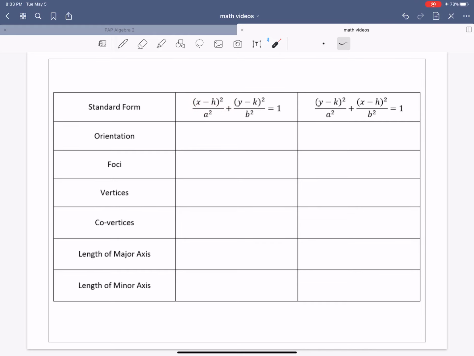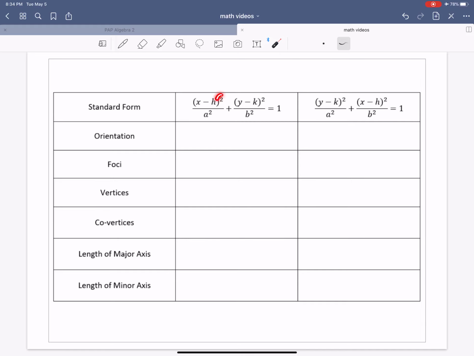X minus h squared is first in the first one, and y minus k squared is first in the second one. That's an important change. Instead of necessarily being first, what you want to look at is which one is with a squared. X is with a squared on the first one, and y is with a squared on the second one. I promise you that's going to make a lot more sense here in just a little bit, okay?